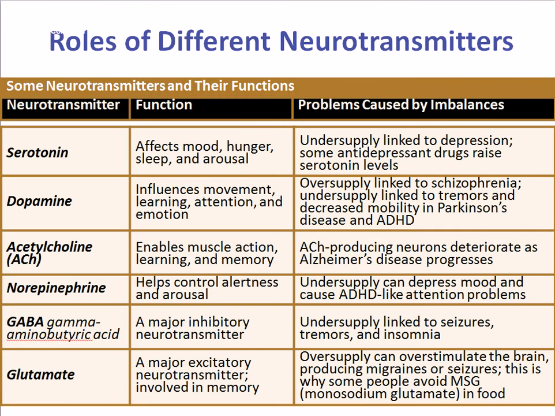Serotonin is important for regulating mood, hunger, sleep, and arousal. Undersupply is linked to depression. Dopamine is important for movement, learning, attention, and emotion. Oversupply is linked to schizophrenia, and undersupply is linked to Parkinson's disease and ADHD.